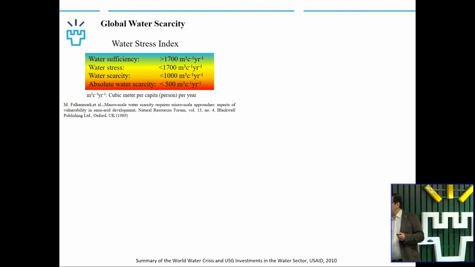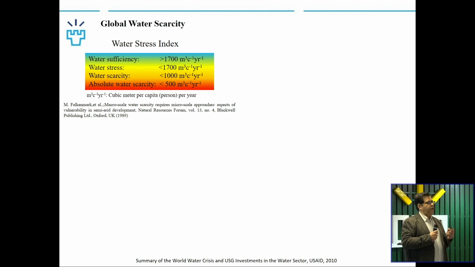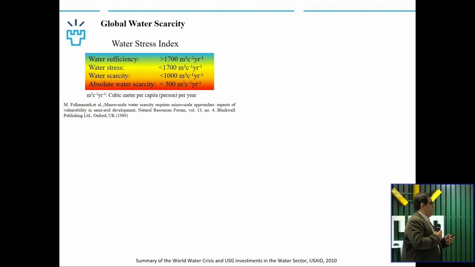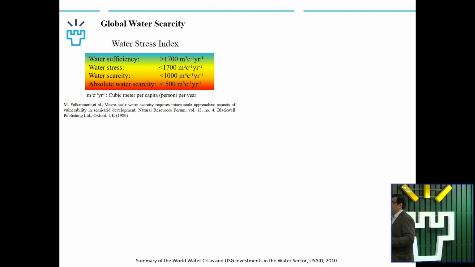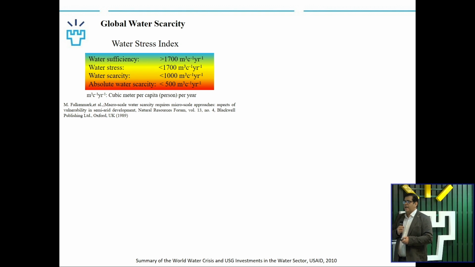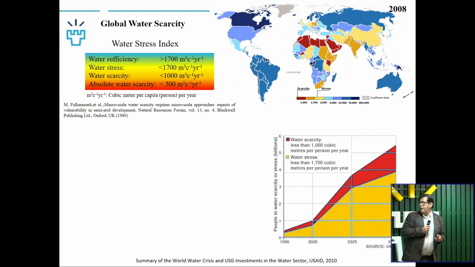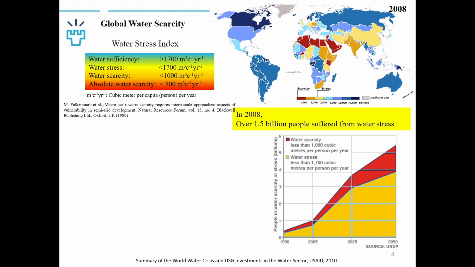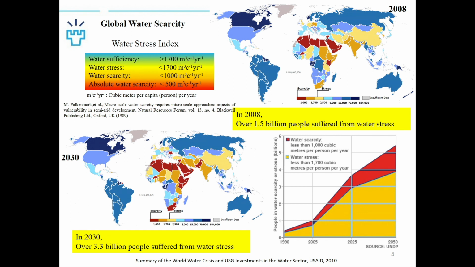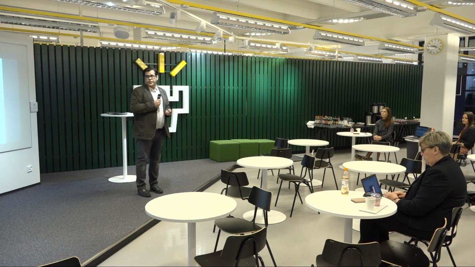Based on the water stress index, if a country has more than 1,700 cubic meters per capita per year, this country has a sufficient amount of water, like Finland. But if the amount is less than 1,700, the country is under water stress. If it is less than 1,000, it is water scarcity, and less than 500 leads to absolute scarcity. In 2008, 1 billion people in the world were affected by water stress, and it is predicted that in 2030, over 3.5 billion people will be under water stress. So it is important to manage water resources.